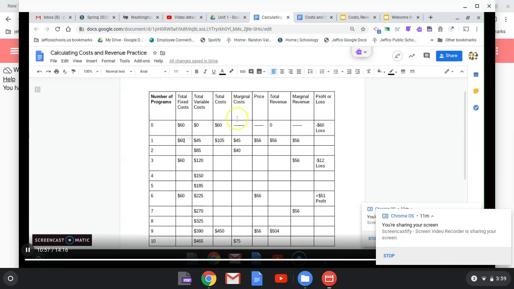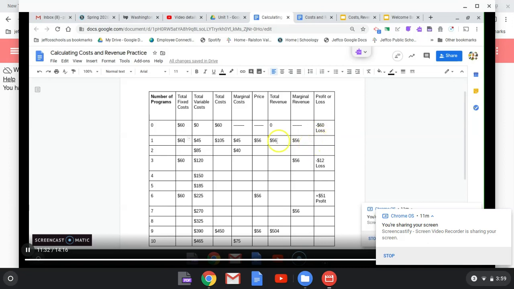The price was the same, it doesn't matter how many you sell, $56. So her total revenue, she sold one at $56, so her total revenue is $56. If she went from 0 to $56 in revenue, that means her marginal revenue is 56. Then profit or loss: she brought in $56 in revenue, but it cost her $105 to make one in total, that means it's a loss, and that's what you're going to calculate. It'd be 56 minus 105.